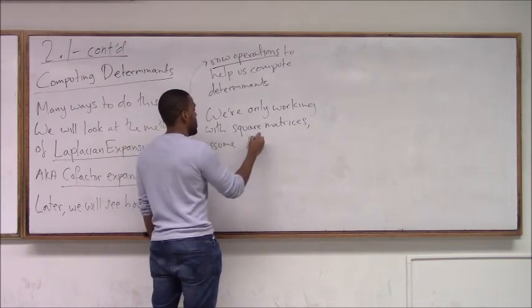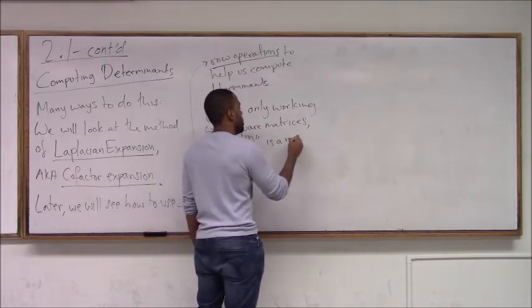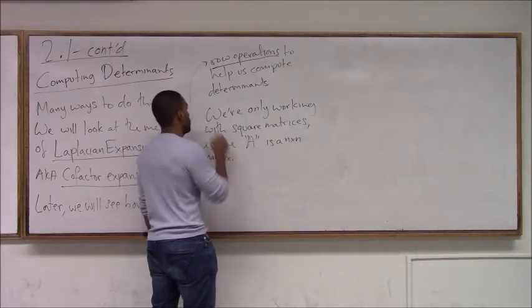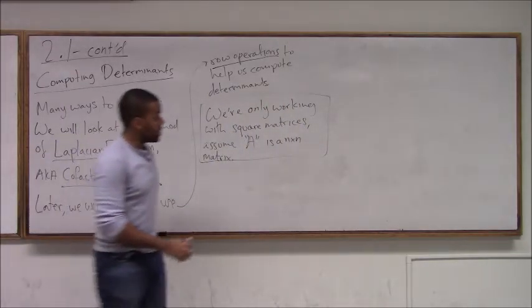So if I write A, assume it's an n by n matrix. N rows, n columns. So let's actually go to some definitions.